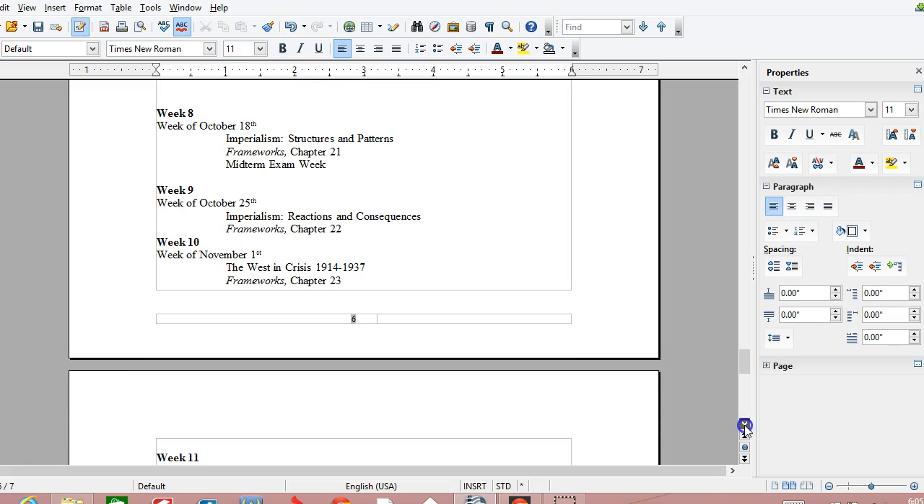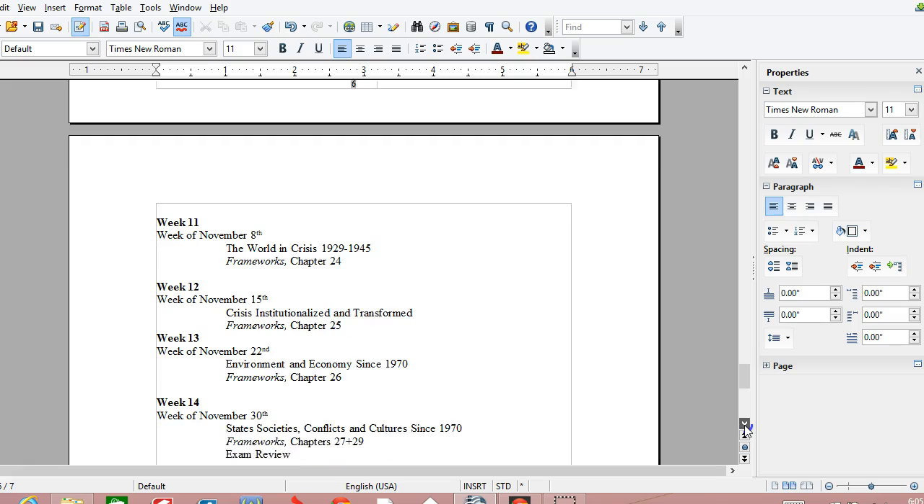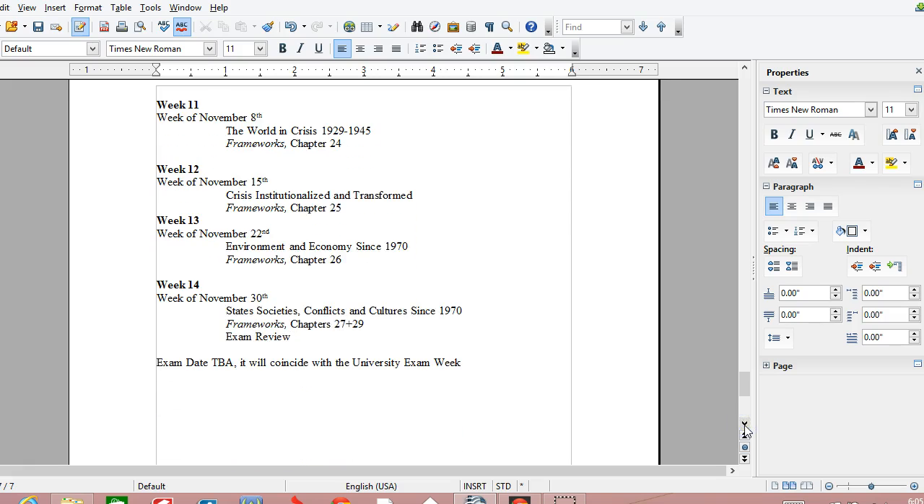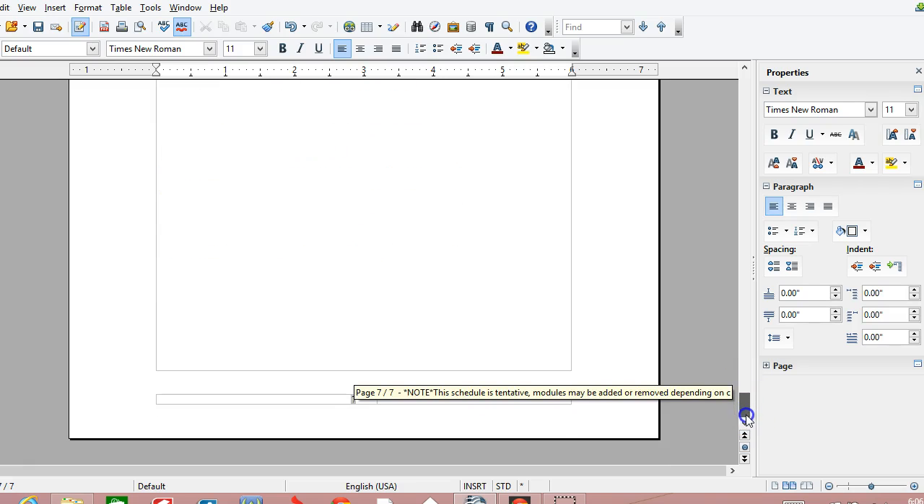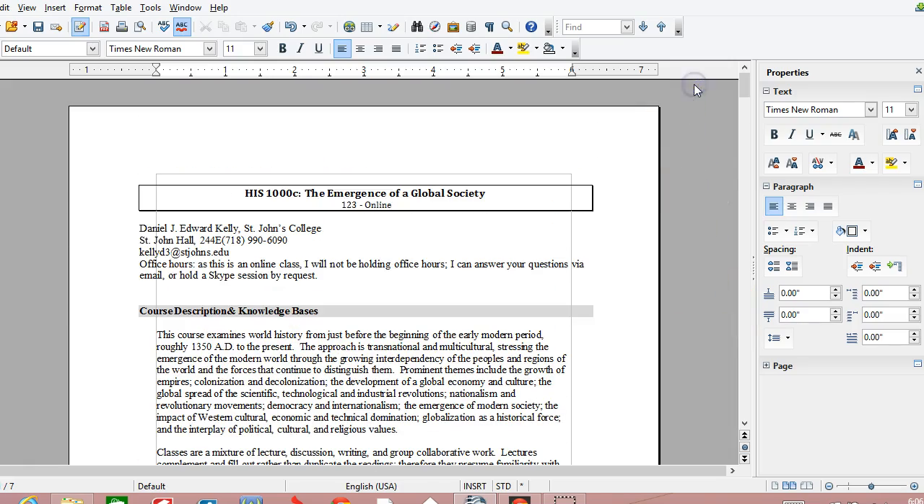Class speeds up a lot after the midterm exam, so make sure you keep up with things. It often catches students off guard. The pace of the readings is relatively slow up until the midterm exam, and at that point, the class really picks up speed. Our last week of class begins the week of November 30th, and that will also focus on the exam review. The exam date is to be determined, but it will coincide with the university exam week. That's your syllabus. If you have any questions or comments, feel free to email me.